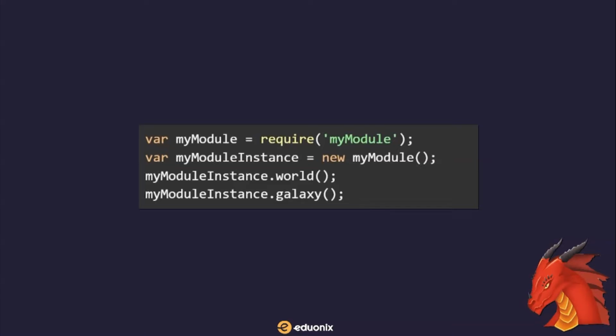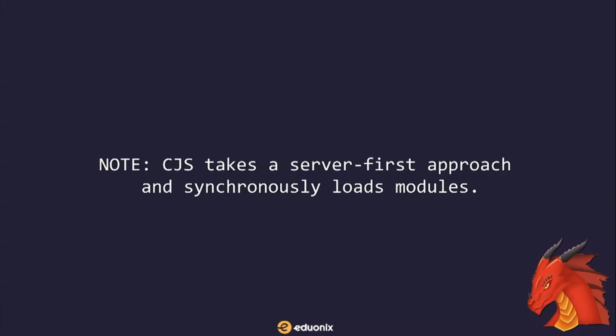There are a few obvious benefits to using CJS over the module patterns we discussed beforehand. These are the benefits that it avoids global namespace pollution by making our dependencies explicit and provides a very compact syntax. Note, CJS takes a server-first approach and synchronously loads modules.